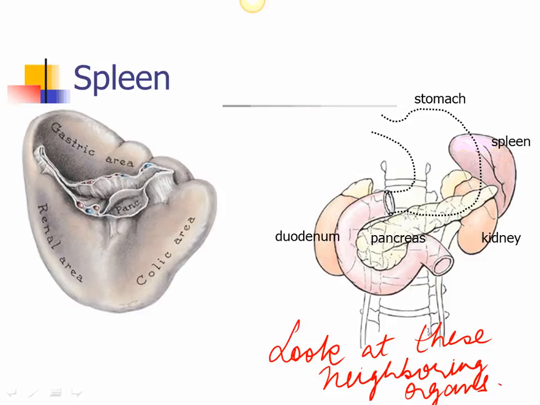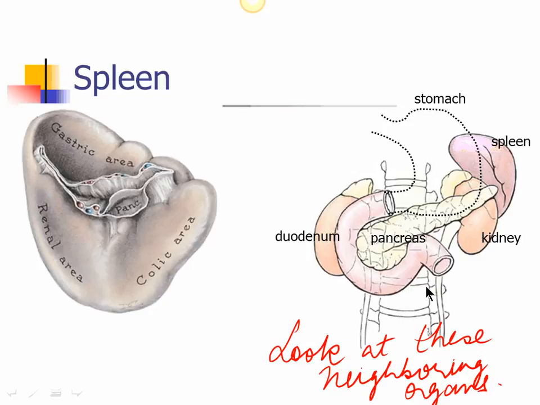It's related to a lot of abdominal structures, which you can see here. So here's the spleen. Notice all the structures it is related to. It is related to the stomach, so that's why you have this gastric area. The stomach lies on top of the spleen. It is related to the left kidney. So notice the left kidney and the left suprarenal. That's why this is called the renal area.